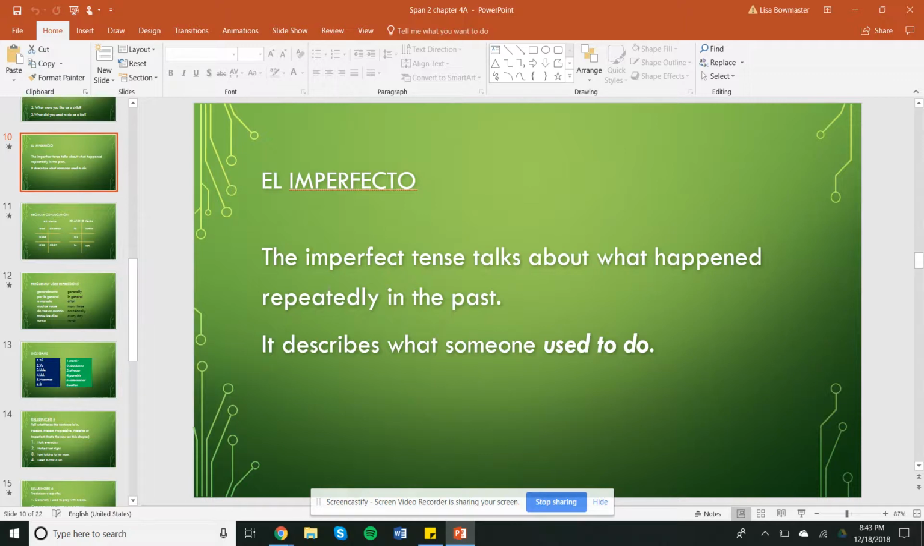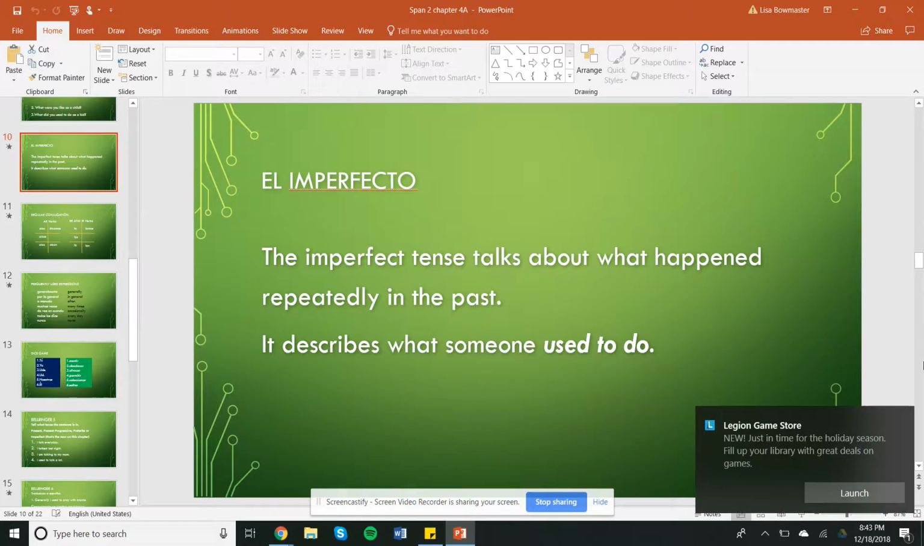Past tense we know so far is preterite. Now we have to start distinguishing between preterite and imperfect because they both talk about the past. So the preterite is something that happened, boom, done. I can put it on a dot on a timeline. It started, it stopped, it's over. That's your yellow sheet.